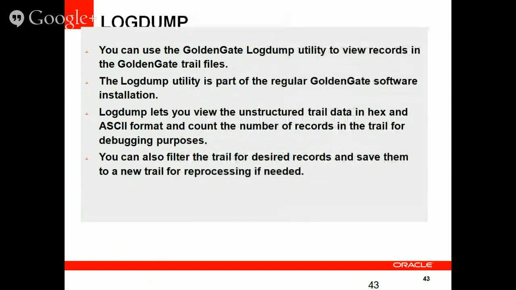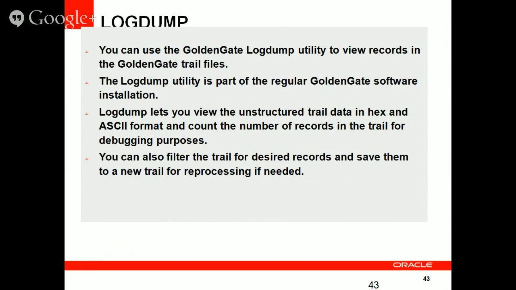Then Logdump is one more utility provided by GoldenGate. This utility views records present in the trail files. We have seen two types of trail files, local trail and remote trail. These trail files can be managed using the Logdump utility. Logdump is part of the GoldenGate software itself.